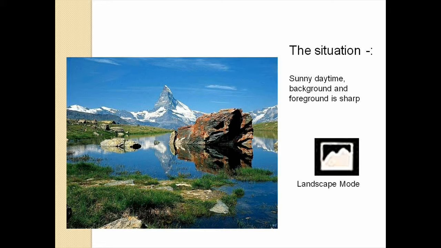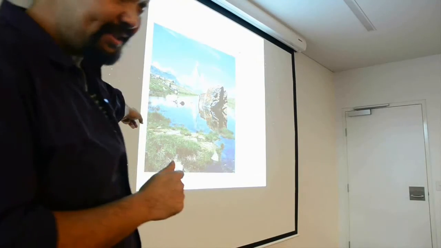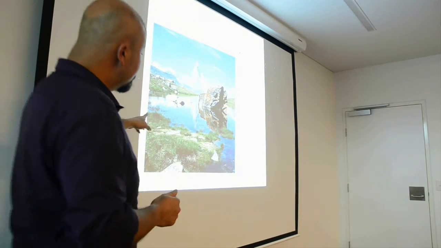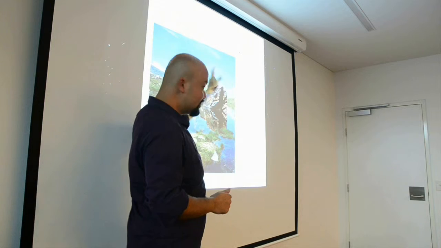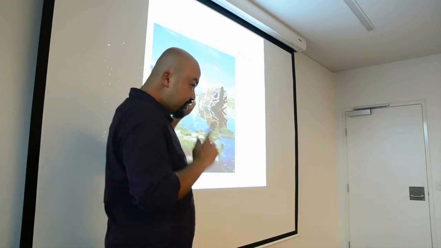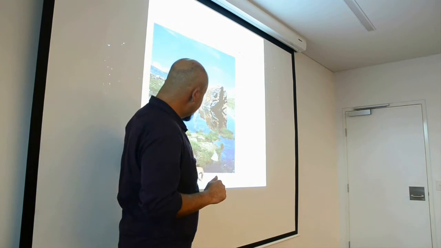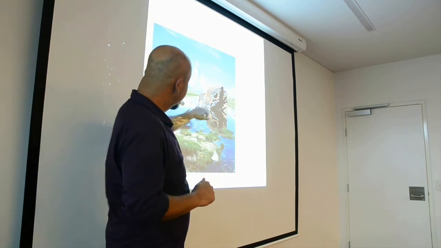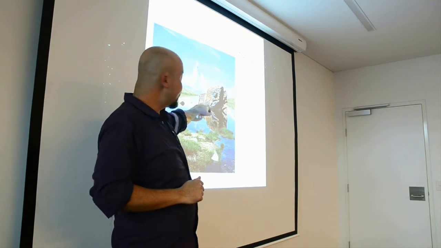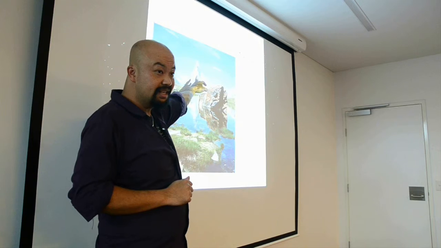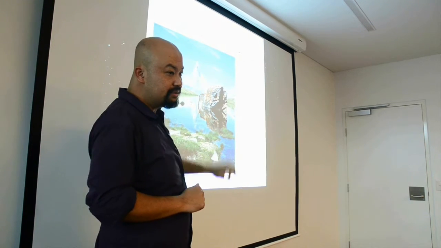All right, exam time. We're going to go through different situations and you're going to aim for these results. I want you to do it by setting it up in your camera right here, right now, as if you were standing there. So, you're standing here, it's sunny, it's daytime. The shot you want is for the foreground, the grass at your feet, that rock in the middle of the pond, and the mountain in the background to be nice and sharp. What mode do you put it in?